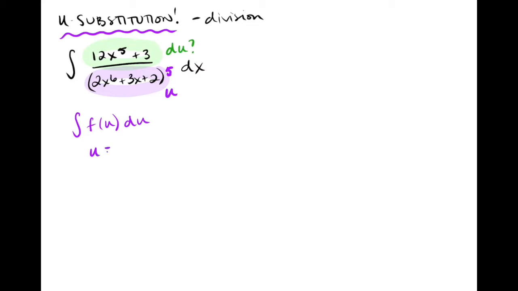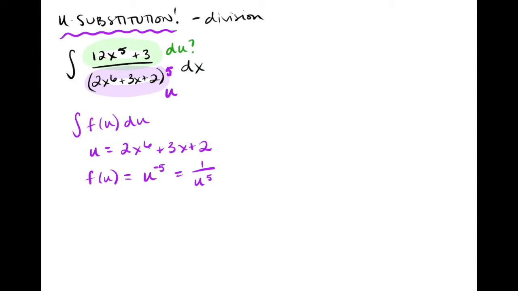So if my u is in fact equal to 2x to the 6th plus 3x plus 2, that would mean that my f of u, the thing I'm doing to u, is taking all of that to the 5th power. Or really, because it's on the bottom of my function, I'm taking it to the negative 5th power, because I'm doing 1 over that stuff to the 5th. So that's equal to 1 over u to the 5th. You can think of it either way. Both will get us where we need in the end.